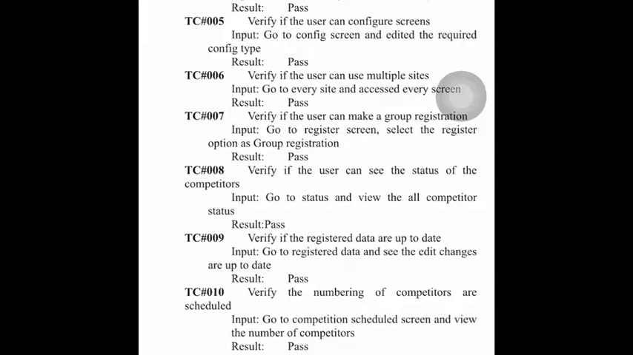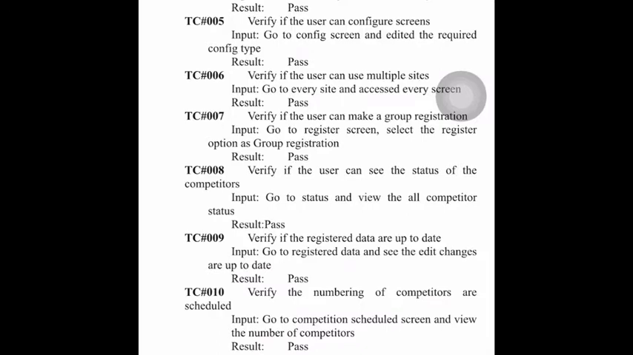Ninth one is TC-009. Verify if the registered data are up to date input. Go to registered data and see the edit changes are up to date, result pass. Tenth one is TC-010. Verify the numbering of competitors as scheduled input. Go to competition schedule screen and view the number of competitors, result pass. The last one is TC-011. Verify the maintenance of the database input. Go to the database and maintain the changes regularly, result pass.